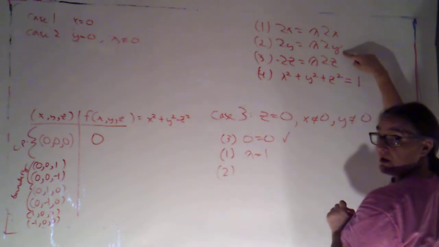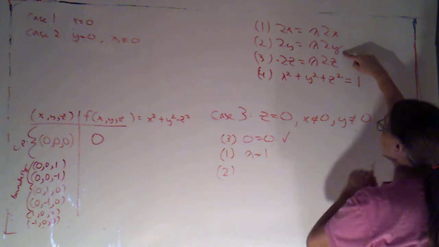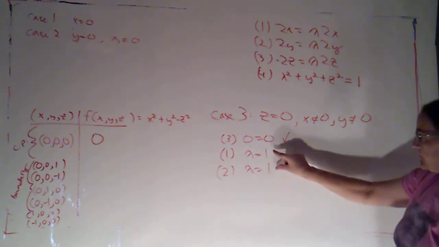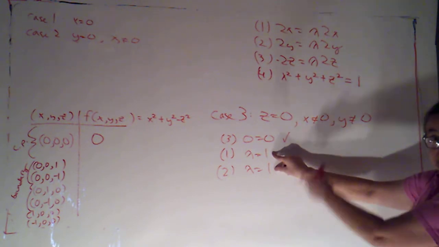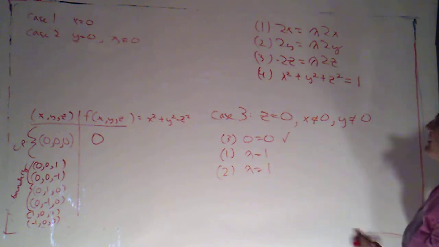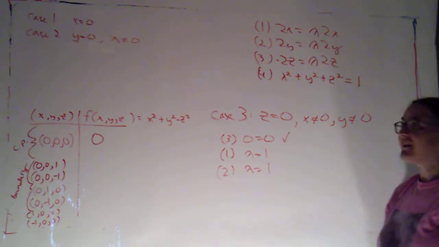Equation 2, if y isn't 0, I can divide by it. That tells me lambda is equal to 1. Very good that they're the same. If I got different numbers for lambda, that would be a contradiction and I'd be done. Okay, but that doesn't put any restrictions on x and y.